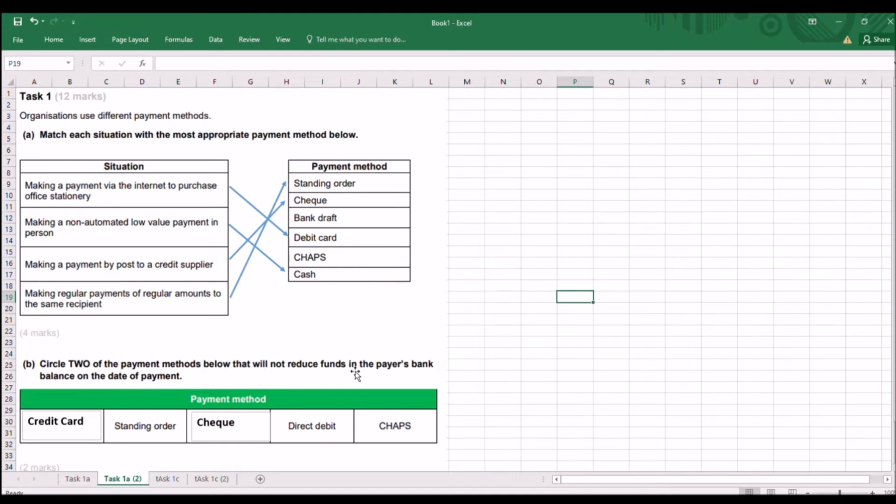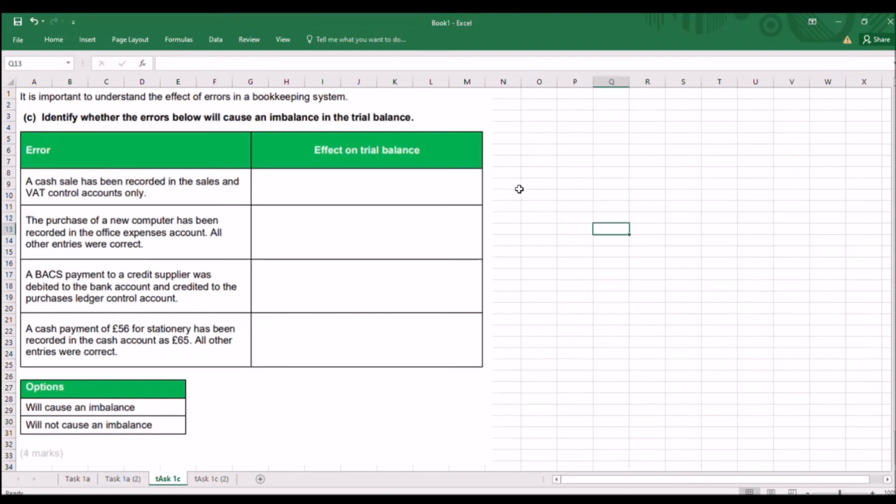Circle two of the payments below that do not reduce funds in the payer's bank account on the day. Standing order is on the day that we've made the payment, though you set it up 3 days in advance. Direct debit's the same kind of thing, and CHAPS is on the day and instantaneous as well. So we've got credit card and check as the ones. With a credit card, you'd be paid at some point in the following month, so it could be anything up to 30-31 days. And the check has to go through the bank clearing system, depending upon branches and banks as well. So those are the two that wouldn't be on the same day.